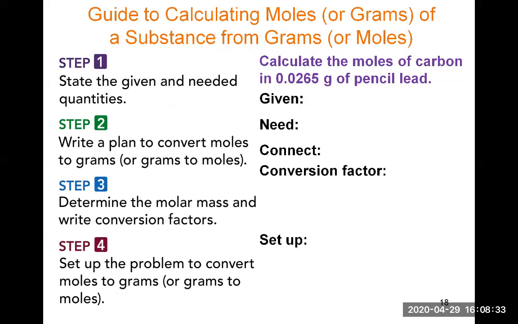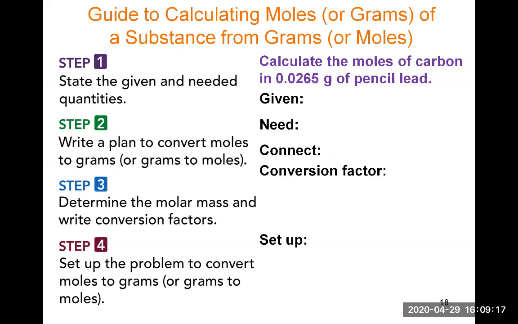So this procedure shows you how first you want to gather the information from the text. So state the given and needed quantities. Step 2, you want to write a plan to convert the moles to grams or grams to moles, depending on what you have as a given. The third step is to determine the molar mass and write the conversion factors. And step 4 is set up the problem to convert moles to grams or grams to moles. So let's go through this process by following an example.